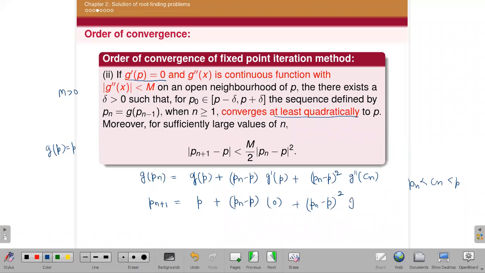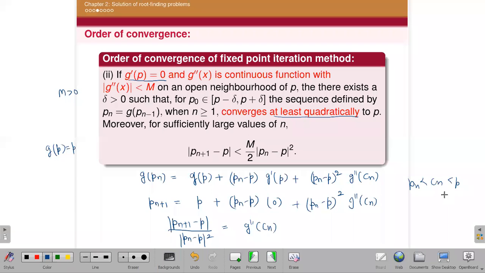It is g double derivative at Cn. So this term will be 0. So here you will get Pn plus 1 minus p, and then take mod. Then again you can take Pn minus p whole square in the denominator. And here you will get g double derivative at Cn.